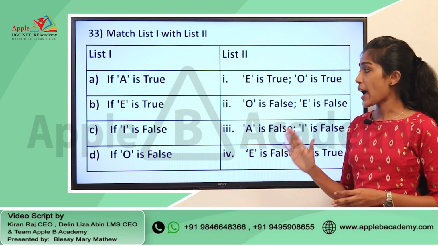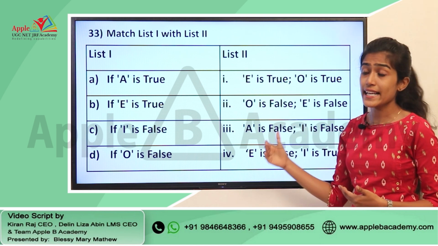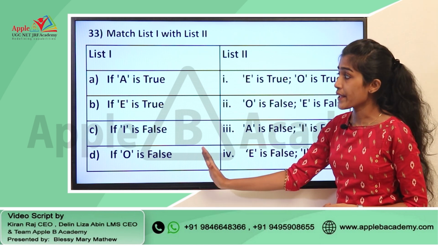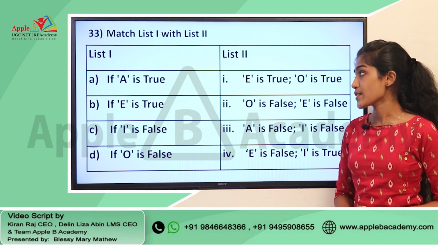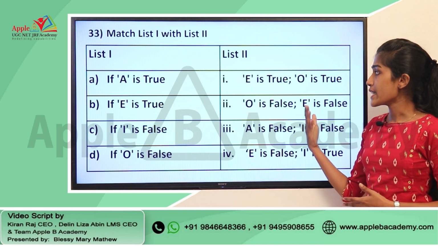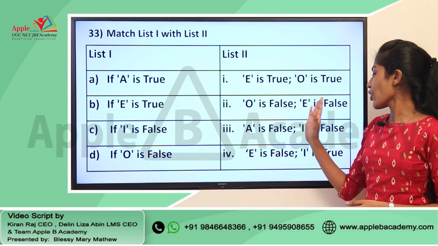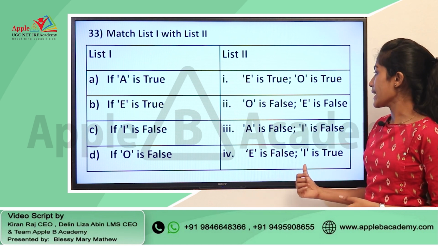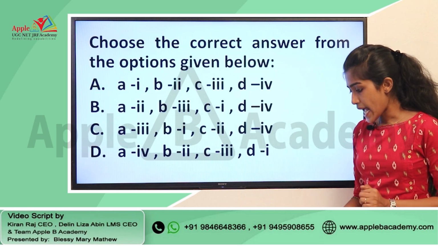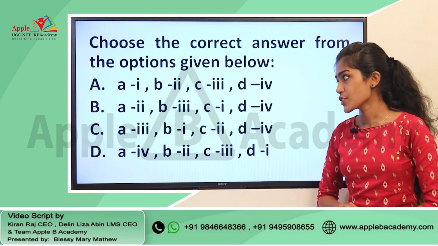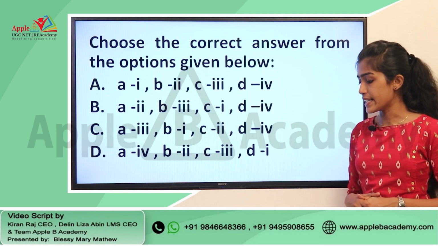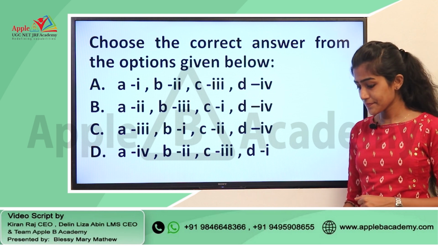you, and you have to figure out the right options that you can match with the options that are given in list 1. So, in list 2 we have E is true, O is true, O is false, E is false, A is false, I is false and E is false and I is true. Anyway, the right answer for this question is option B, which includes A2, B3, C1 and D4.